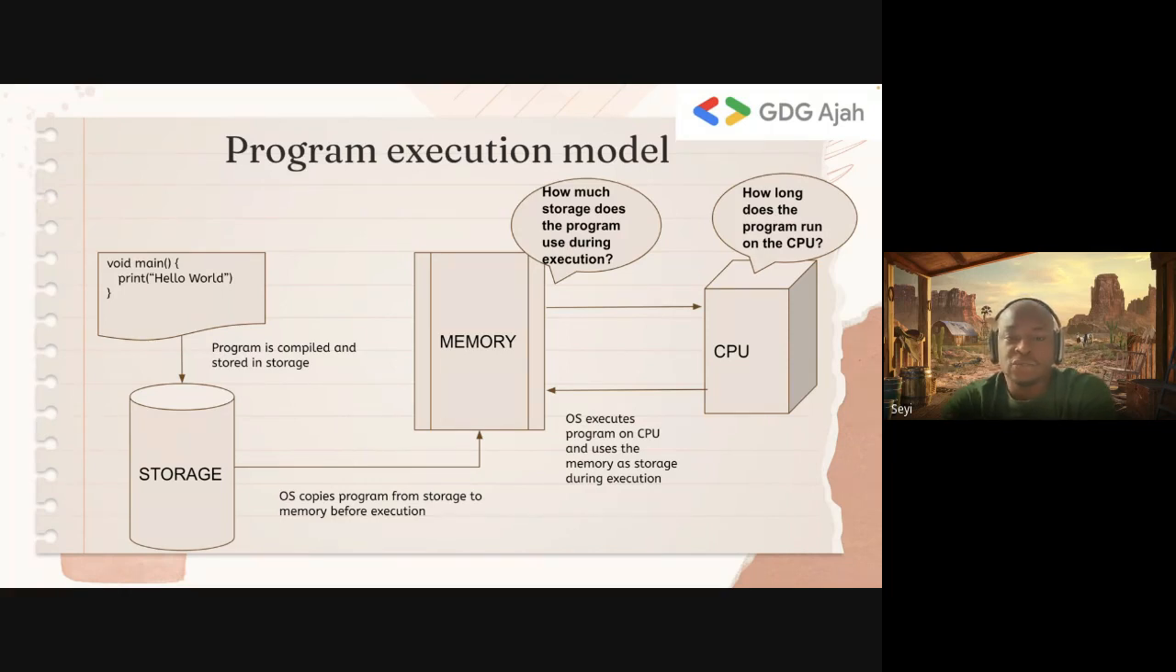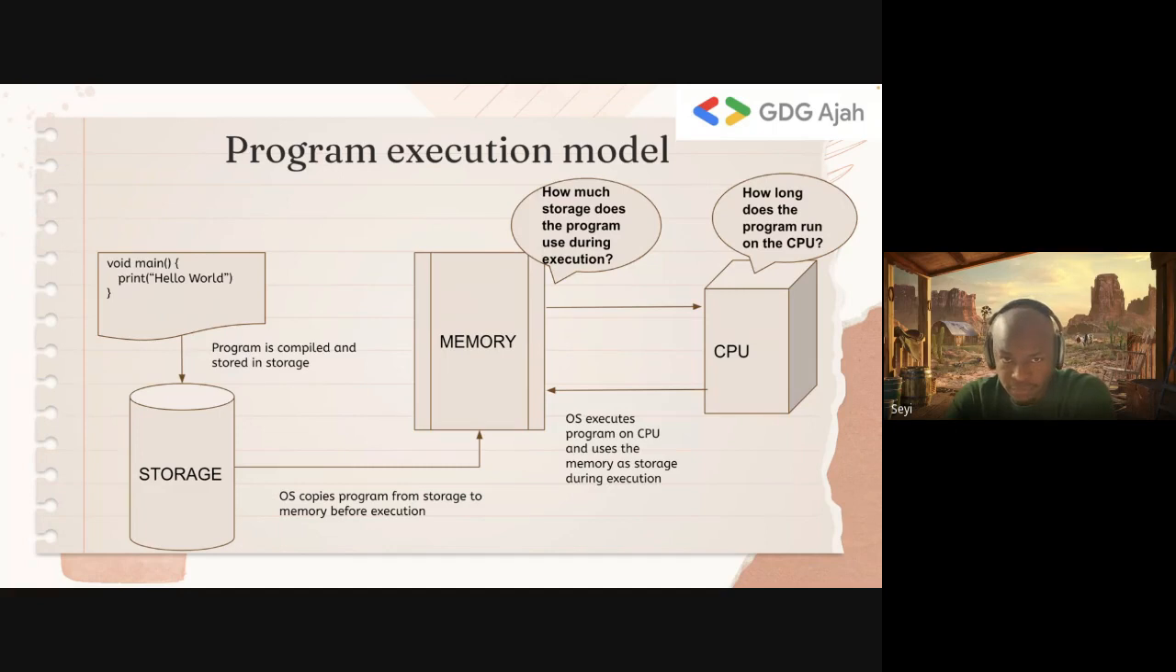Okay. So how much storage does the program use during execution? And how long does the program run during execution? These are the two critical points we are answering. Note that the storage we are talking about does not take into consideration the size of the program itself. We are really concerned about what is consumed during the execution of the program. And this becomes very important because it helps us know the requirements our programs need, and it also helps us compare different programs to see which one is better when they achieve the same thing.